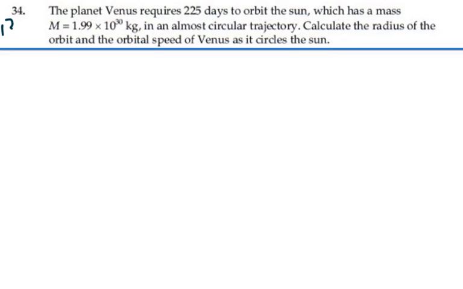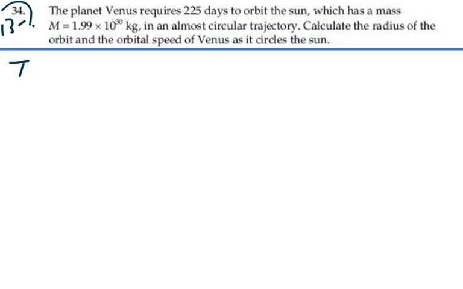Here's problem 1334. The planet Venus requires 225 days to orbit the Sun, which has a mass of 1.99 times 10 to the 30 kilograms, in an almost circular trajectory. Calculate the radius of the orbit and the orbital speed of Venus as it circles the Sun.